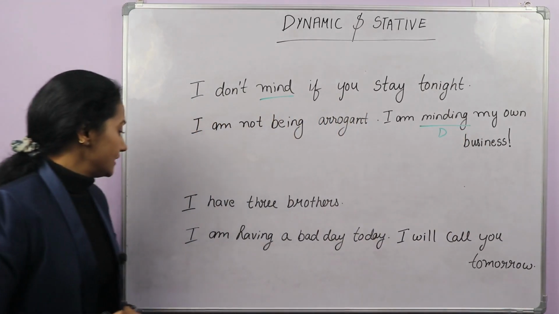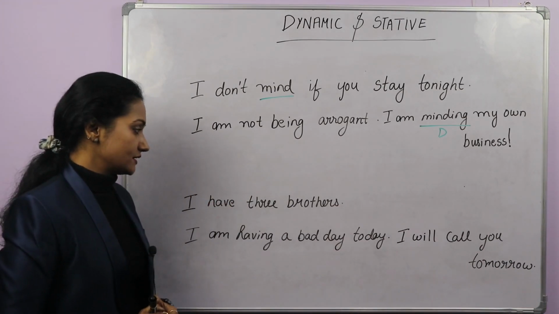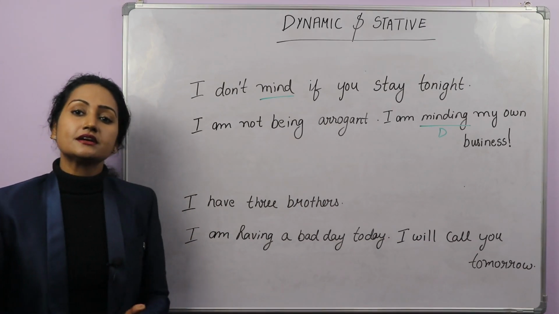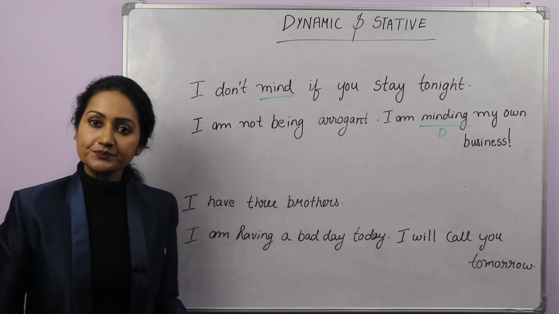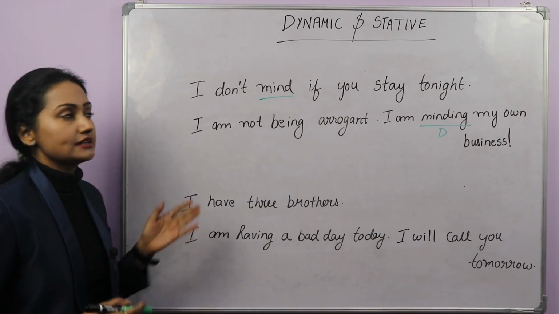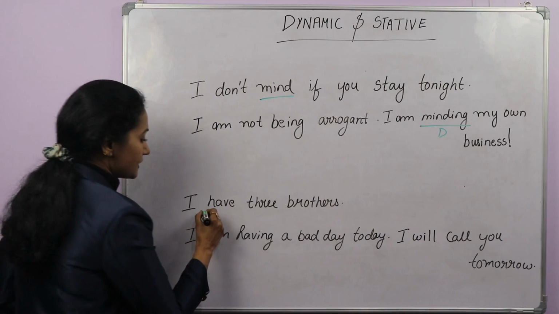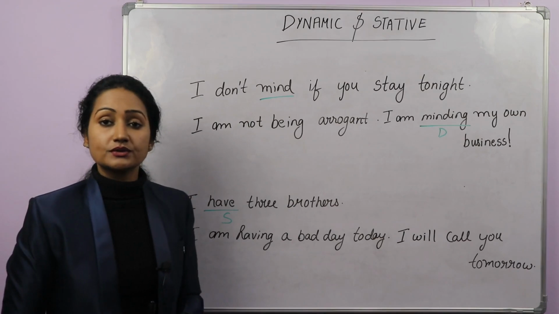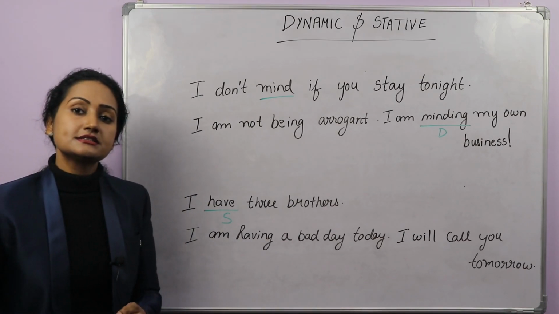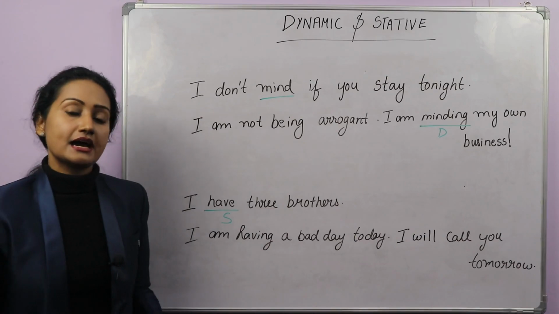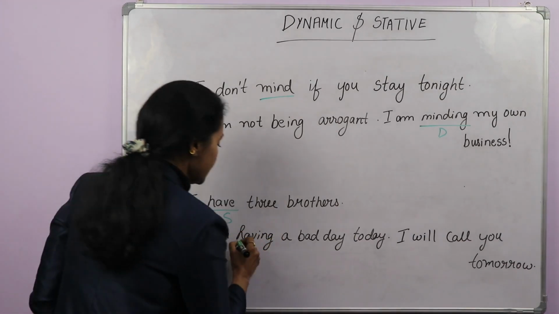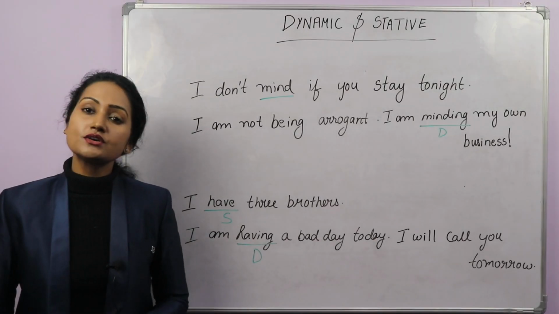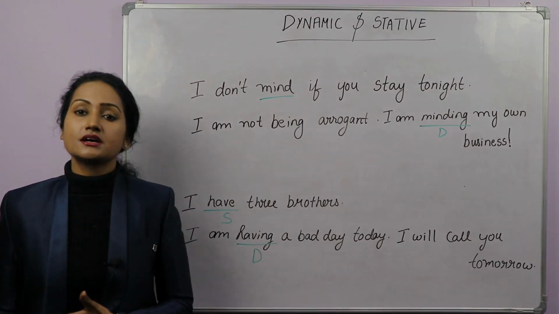I have 3 brothers. So here have is a stative verb because the speaker is giving information about the family. So here this is not an action, that's why it's a stative verb. Now second example, I am having a bad day today, I'll call you tomorrow. That means the speaker is having a bad time. So again it is an action, that's why here it is a dynamic verb and not a stative verb. I repeat, we cannot use stative verbs in present continuous form.